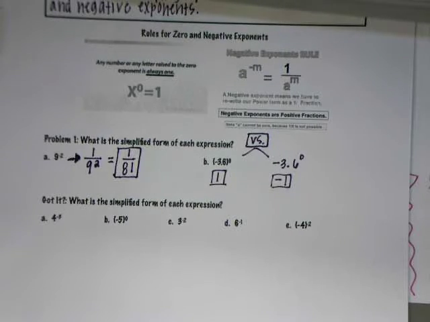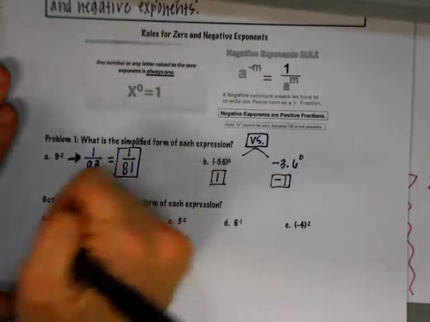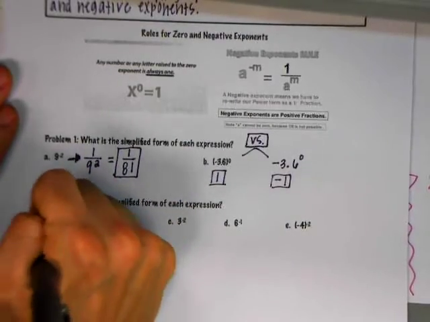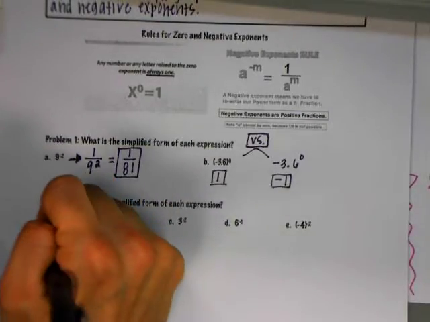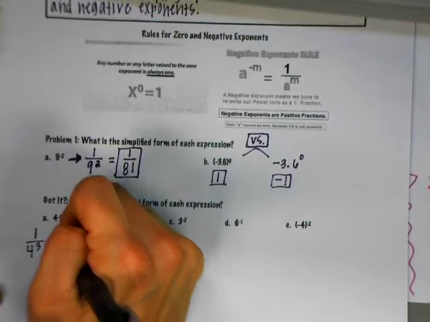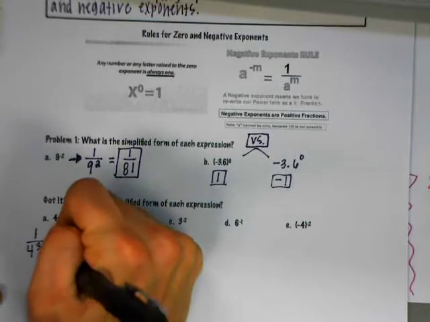Okay. So for this first one, 4 to the negative 3rd power, you should do the reciprocal, so 1 over 4 to the positive 3rd power. And then what's 4 to the positive 3rd power? 64, you have to get 1 over 64 for that.